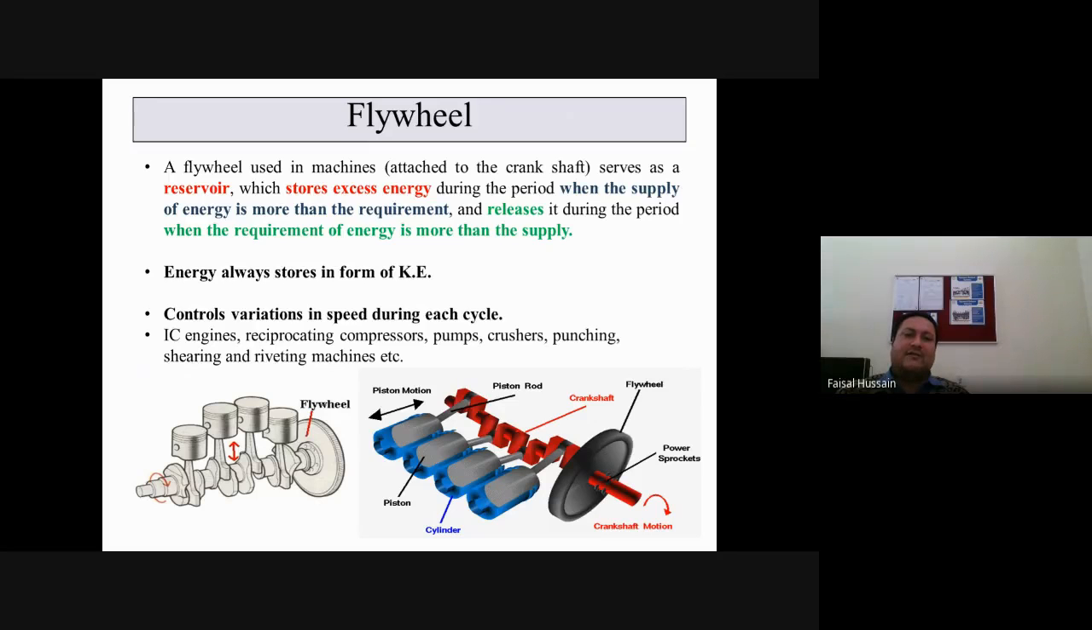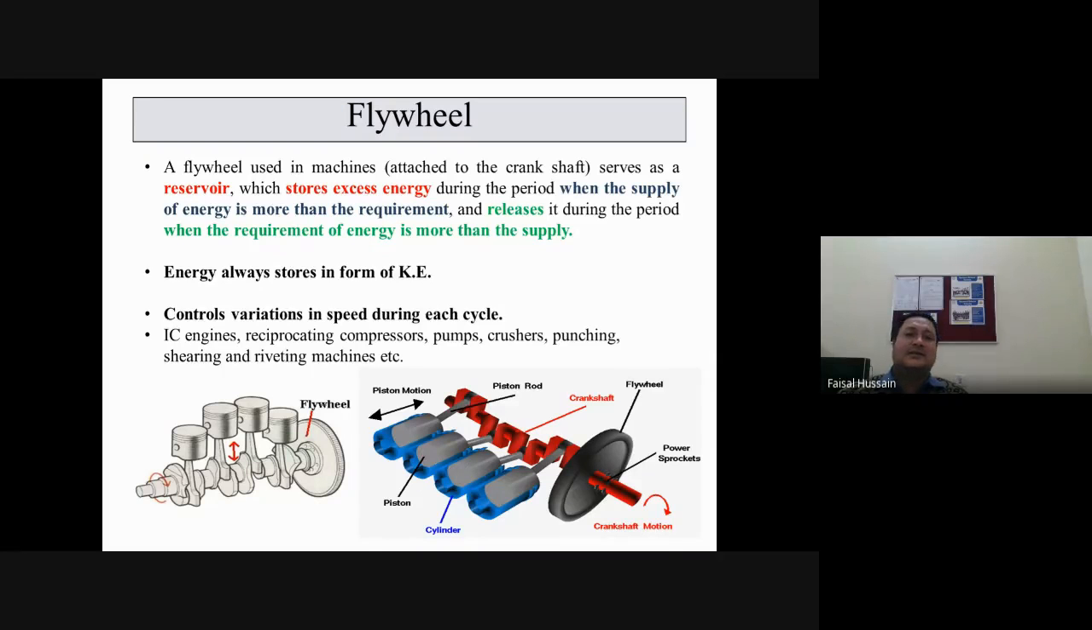And we know that reservoir is what? Reservoir is the system which stores something. For example, it is a tank reservoir. It will store fluid. Okay. So here flywheel is a reservoir which stores excess energy.